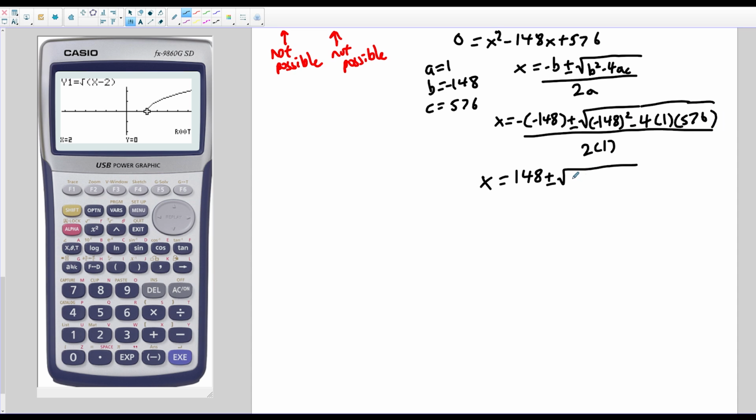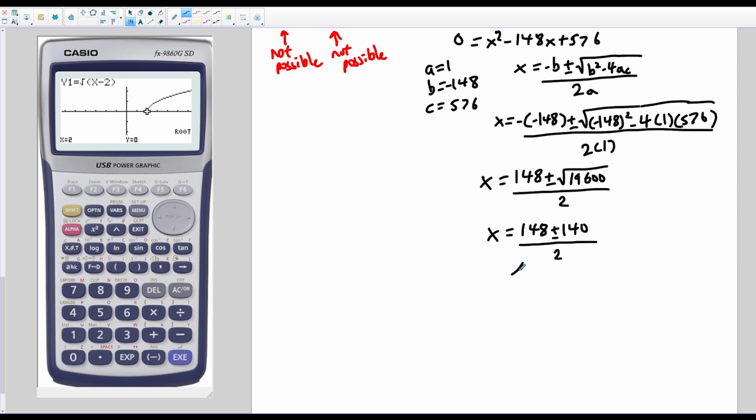This actually equals the square root of 19,600. And that's going to give us a nice square root actually, so we'll do that in the next step. And we're just going to divide everything by 2. So 148 plus or minus, and the square root of 19,600 happens to be a nice even 140. And we're going to divide everything by 2.